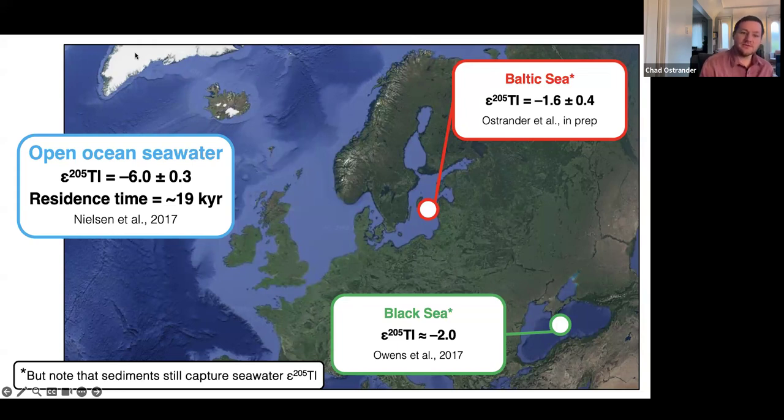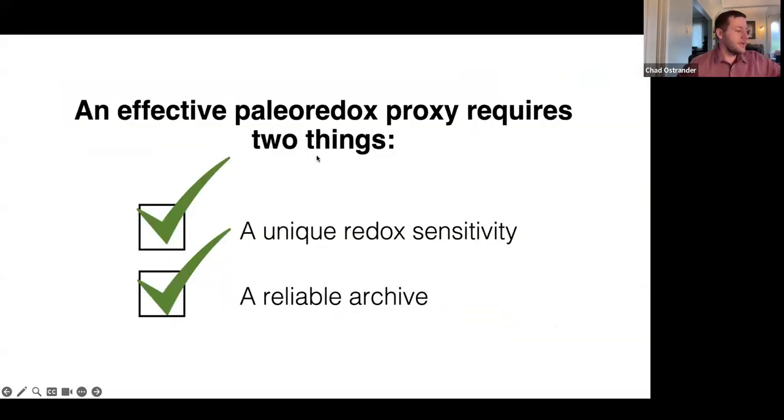And so this is the Achilles heel for thallium: if we look in the ancient rock record, we have to try to do our best to screen samples that come from open ocean marine settings. But one thing that's worth noting here is that even though the thallium isotope composition of the water bodies of these semi-enclosed basins does not match open ocean seawater, the sediments forming below the oxycline in these settings still capture this seawater thallium isotope composition. So the archive seems robust. It's just whether that's an open ocean signal is something that takes careful consideration.